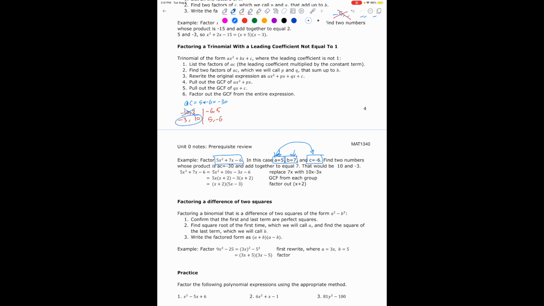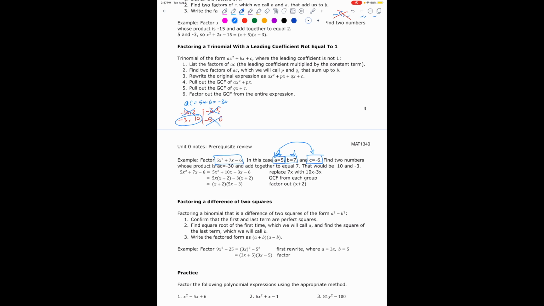Negative 6 plus 5 is negative 1, not an option. 5 plus negative 6 is negative 1, that is not an option. Oh, I repeated the same mistake here. So let me actually fix that. I meant to say the negative 5, but it's not going to work anyways. So the only option we have is the two numbers I'm looking for are negative 3 and 10.